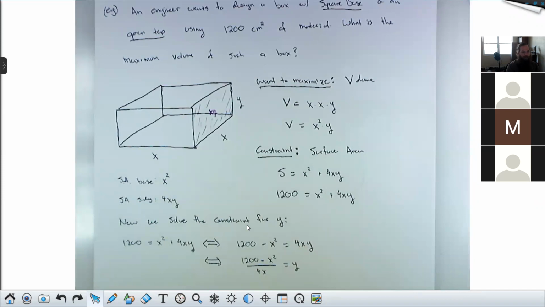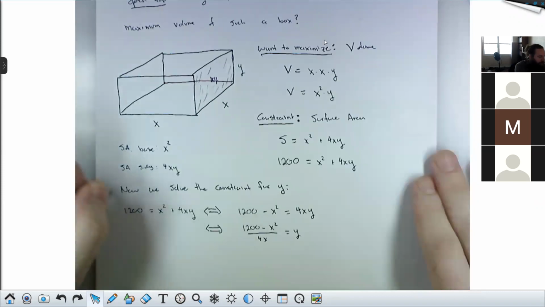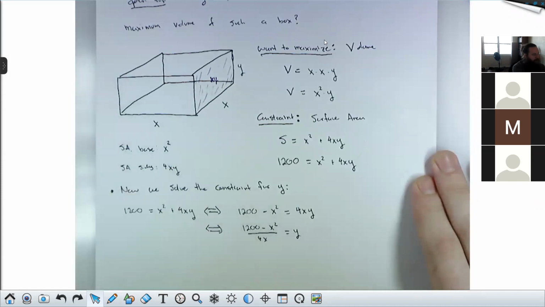Yeah, just to be clear, if the top wasn't open, this would be 2x squared plus 4xy. We would still have the 4xy, but instead of 1 x squared here, we would have two of them, one for the bottom, one for the top. All right, now that we have solved the constraint for y, what do we do?